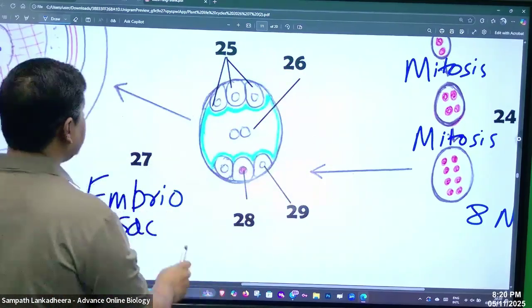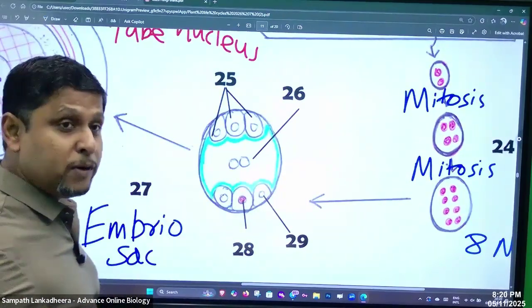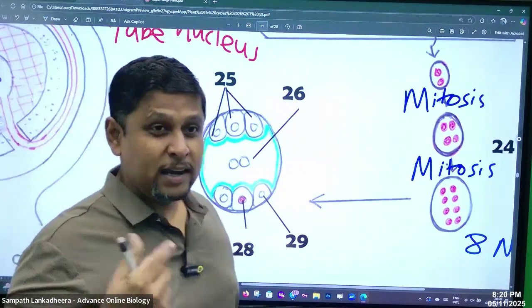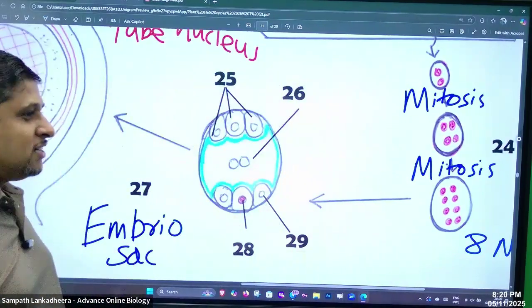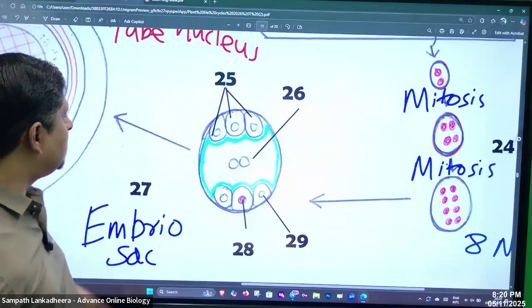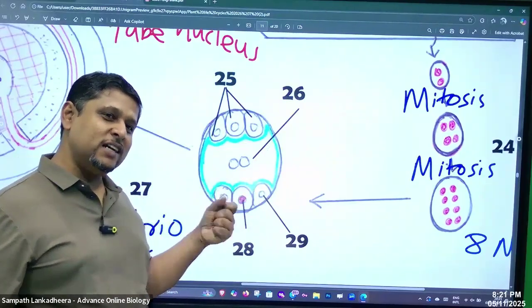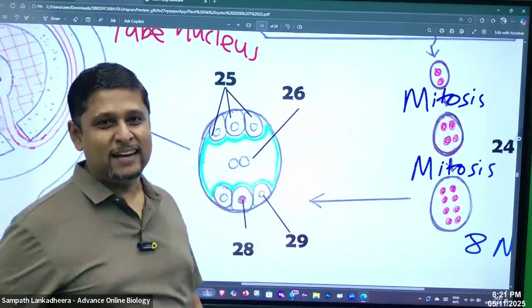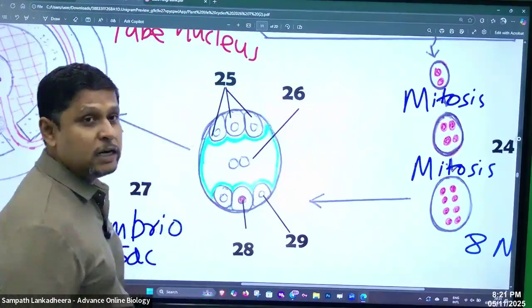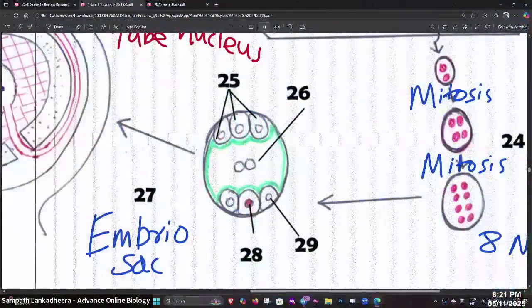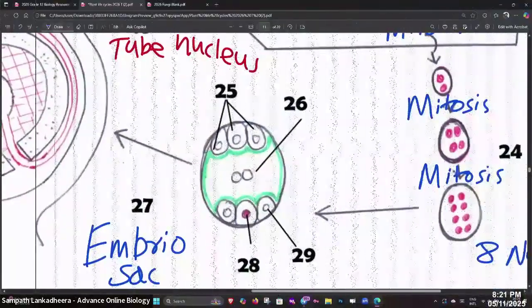Now, people, we have some other cells surrounding here. You have to find the names of them. It's like a lot of girls. So you have to find these girls' names. Boys, do you know the names of these girls here? Girl 25, girl 26, girl 28, and girl 29. What do you call them? 25 girl, you can call as 3 synergids.